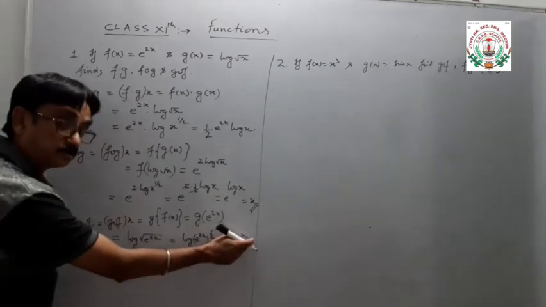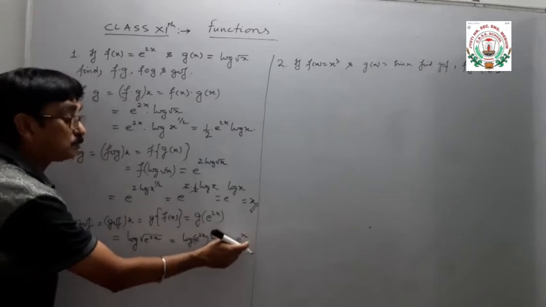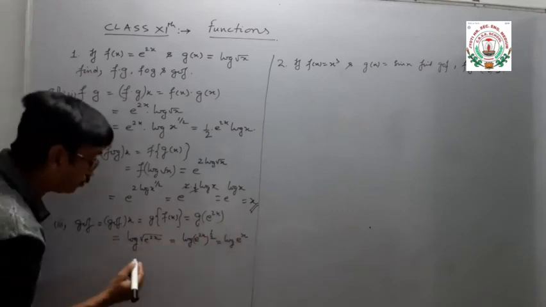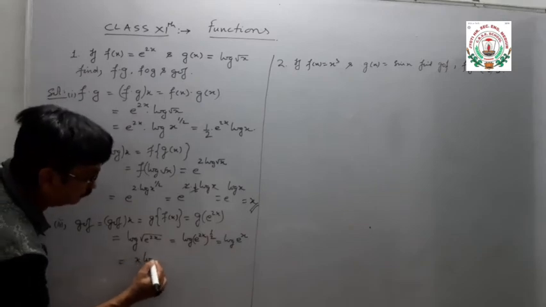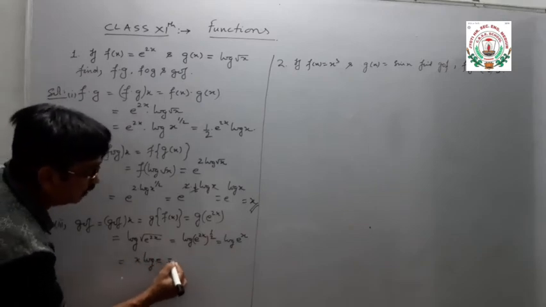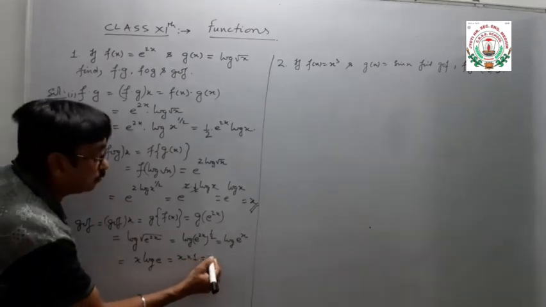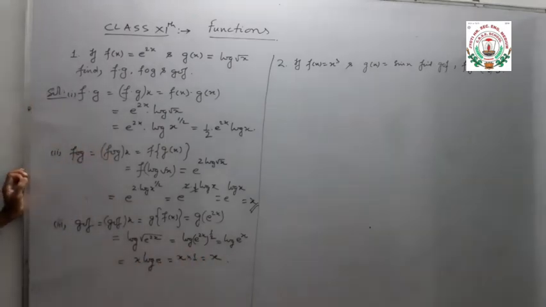Now the formula is log m to the power n is n log m. So this x will come as the coefficient of log. So x log e, and the value of log e is always 1. So it becomes equal to x. So 1, 2 and 3. This question is very important. You have to solve it in your fair notebook.